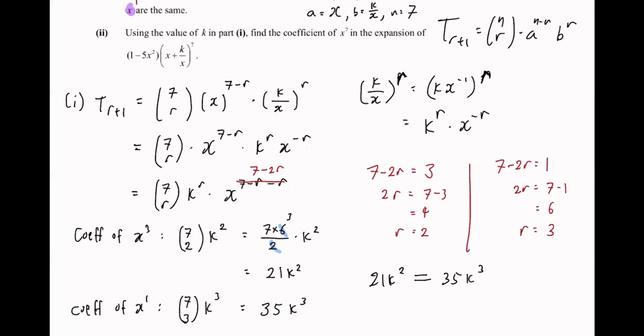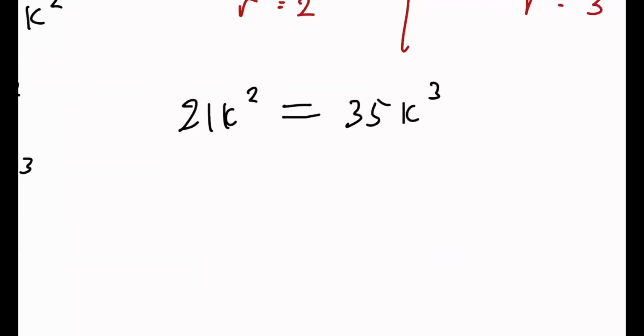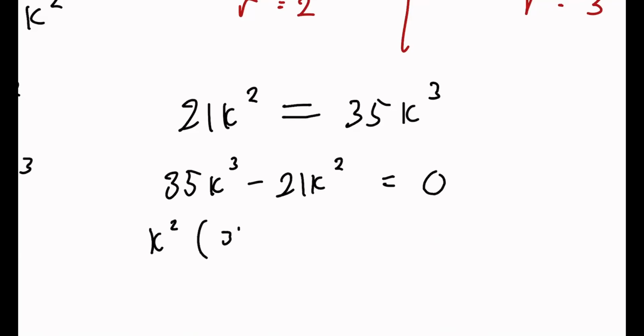Okay, so over here, when you want to solve this, do you think you can divide by K squared on both sides? Can or cannot? I think you just move to one side. Yes, you should move to one side. Because if you do that, there's a possibility that k squared is 0. Then you divide by 0, which is not good. So I'm going to move the 21k squared to the other side and then move it to the left. I factor out k squared. I'll get 35k minus 21 equals 0.